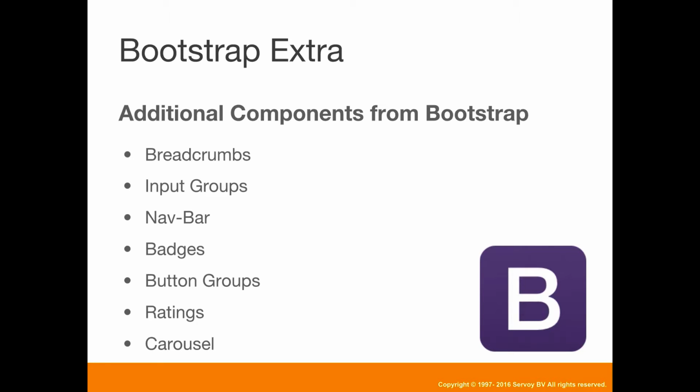Real quickly, just an overview of what is in the Bootstrap components repository. So far, we have breadcrumbs, input groups, a navigation bar to which you can add various kinds of nav menu items, basic badges, button grouping, and ratings, like stars or hearts or likes, as well as the image carousel. So that's what we have today.